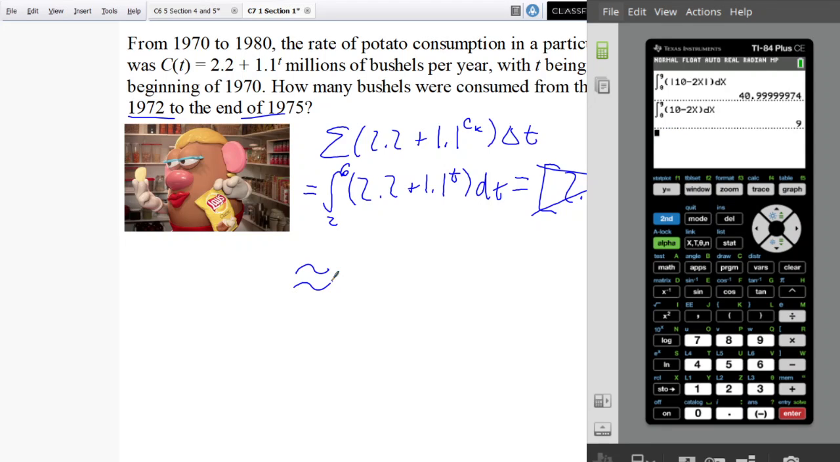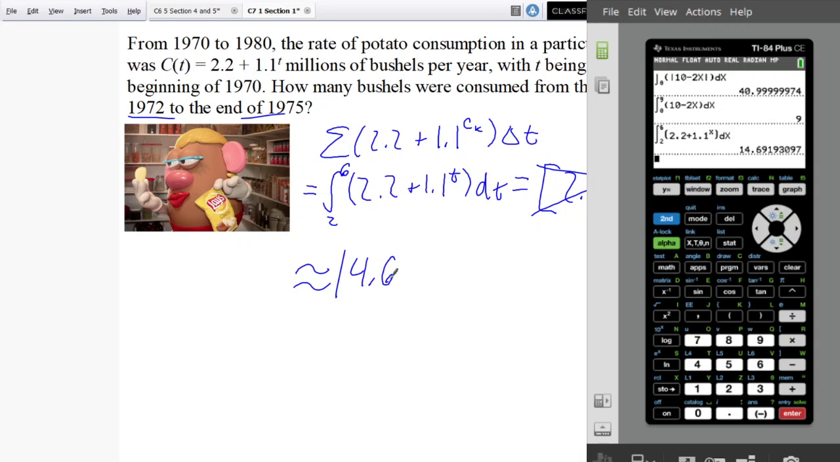So I pull up my calculator. I just type in the integral from 2 to 6 of 2.2 plus 1.1 to the t power, dt, hit enter, and I can see that I have 14.692. Again, just copying that directly off of my calculator.